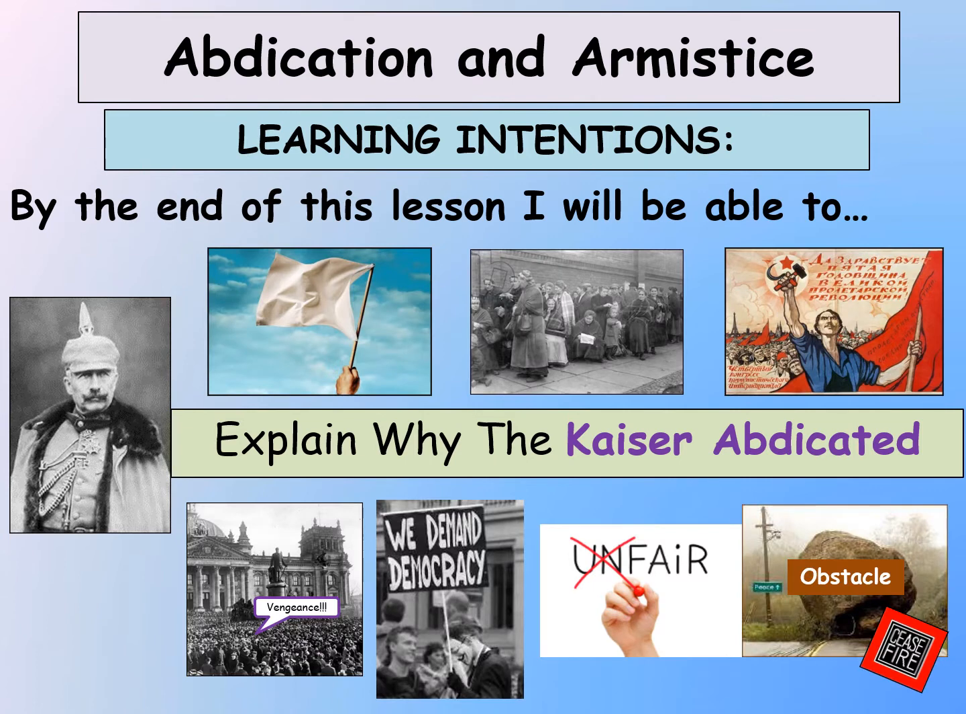Like the last lesson, the plan's going to be to make either a grid or a mind map, or even just headings with some information and some key detail that we're going to look at for the reasons why the Kaiser abdicated. But before that, we're going to have a think about the Armistice Agreement.